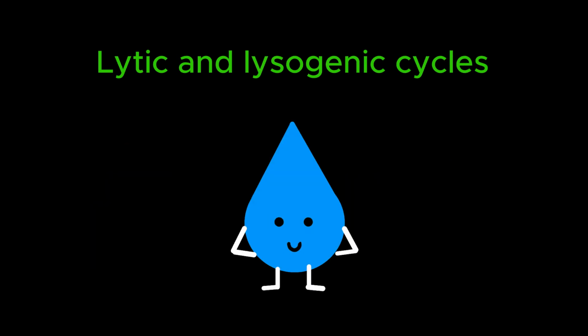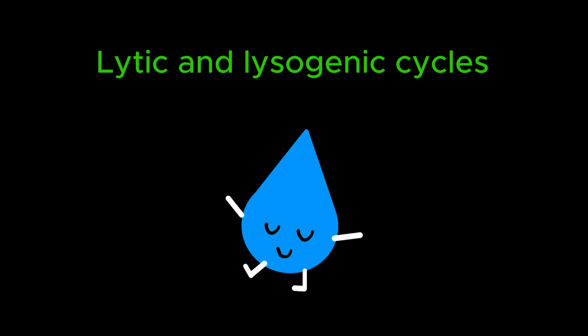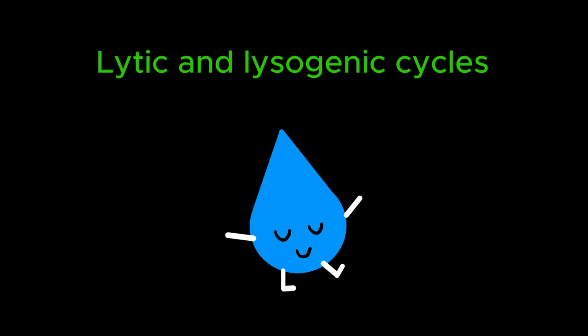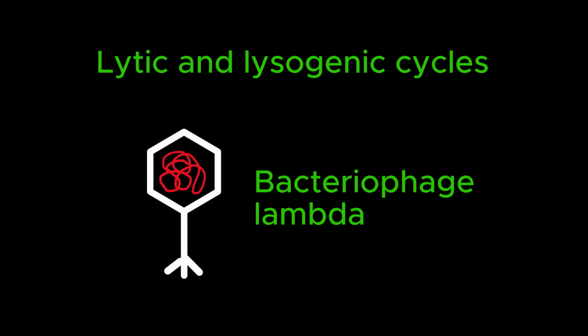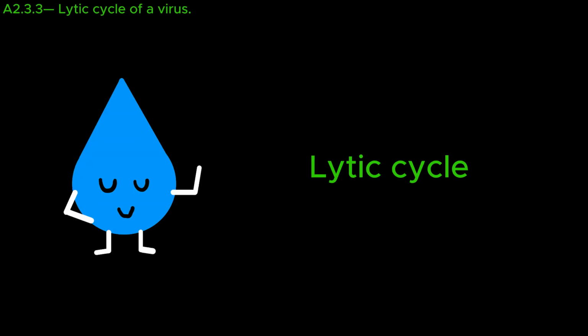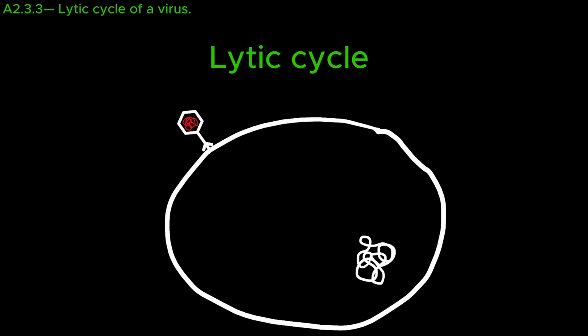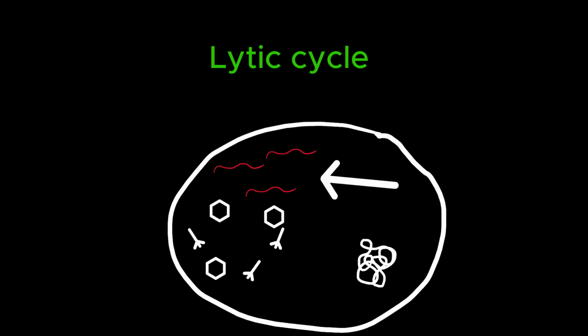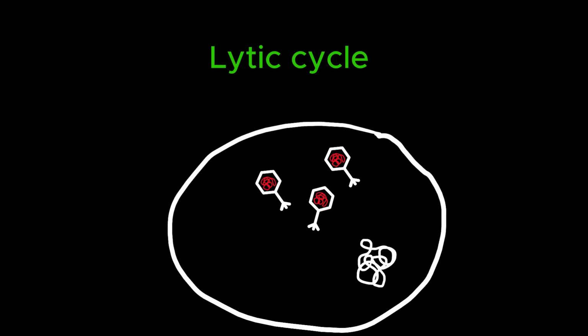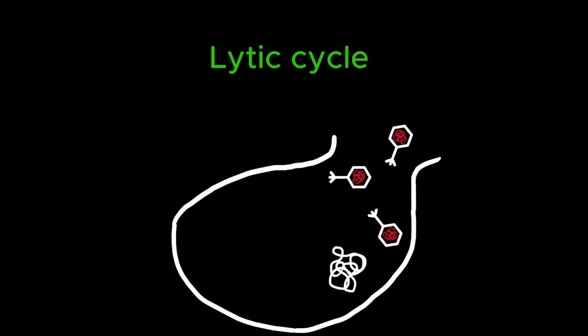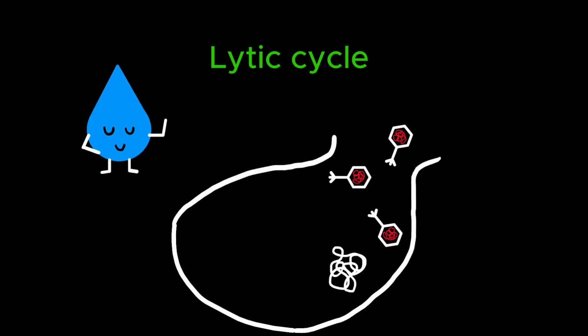The lytic and lysogenic cycles are ways in which some viruses make copies of themselves. We will use bacteriophage lambda as an example here. In the lytic cycle, it first attaches to the cell and inserts its DNA. The genetic information is replicated and some is translated into proteins. Then, these parts are used to make new viruses. These produce enzymes that make the cell lyse, which is why it is called the lytic cycle.